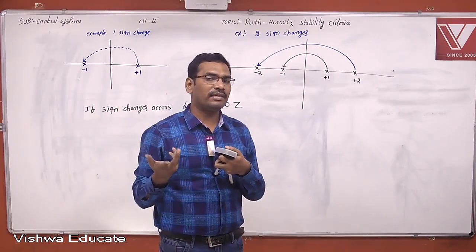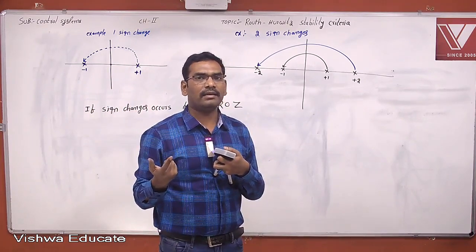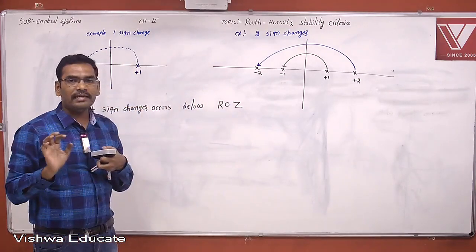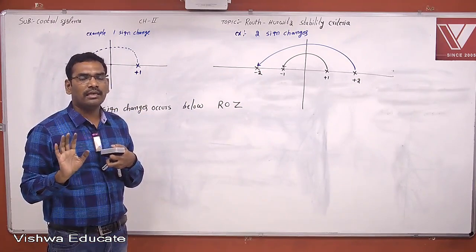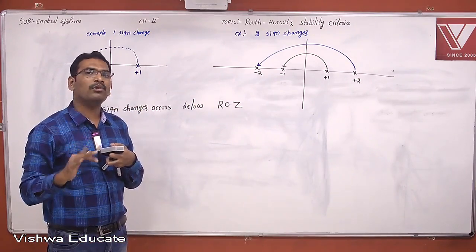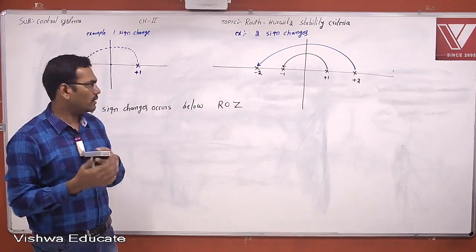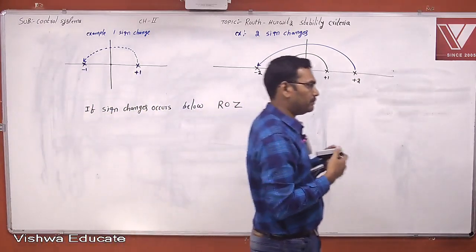So then what is the reverse? Vice versa is nothing but, if any sign changes occur above ROZ, then there is no symmetrical pole to the right hand side pole. There exists only a left hand side pole. Okay, that also we'll see. First you take this one. Okay.